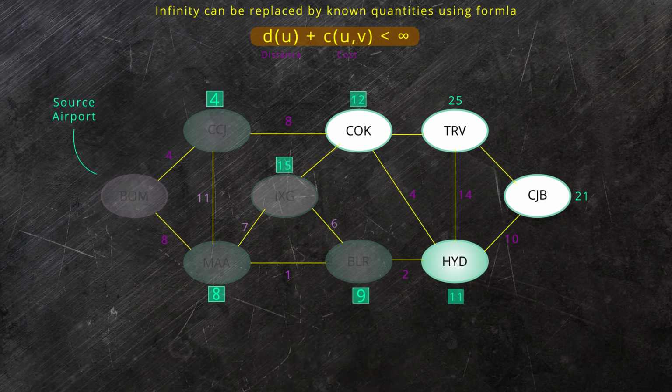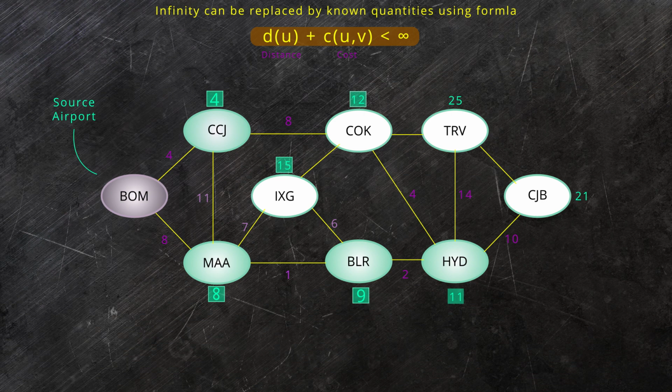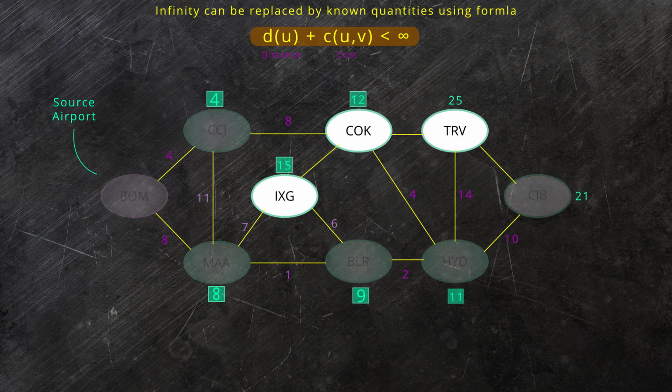Now, in the residual graph, observe the airports having minimum distance or minimum weightage. That is 12, 15, 25 and 21. So here 12 is minimum. Now we have to see from COK to IXG. COK to Hyderabad will not be considered because Hyderabad is already selected. COK to TRB. So let us consider first route COK to IXG. That means now value for U is COK and value for V is IXG.